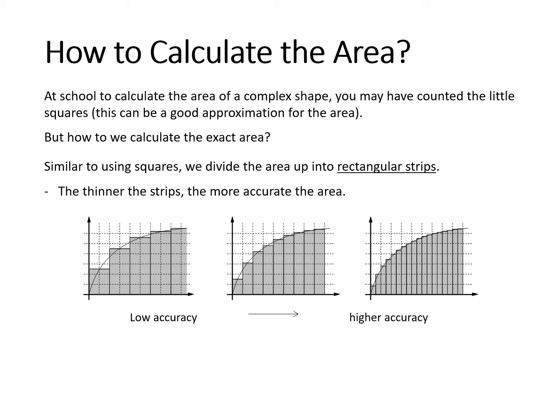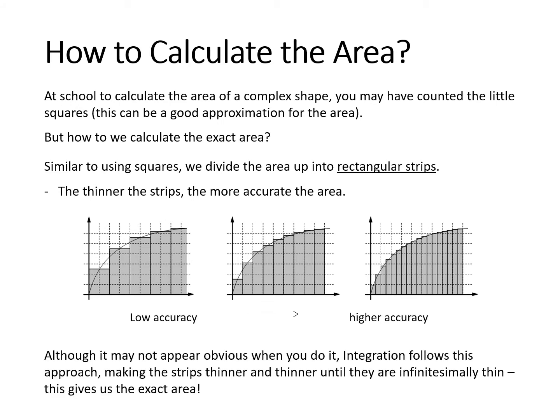Now, that's basically what calculus does. So it may not appear obvious when you're doing calculus, but that is really what we're doing. We're making tiny little strips, and we're making those strips narrower and narrower until they become infinitesimally thin, so they basically have no thickness. And then you get the exact area. That's basically what Isaac Newton and Leibniz did hundreds of years ago when they worked out calculus.